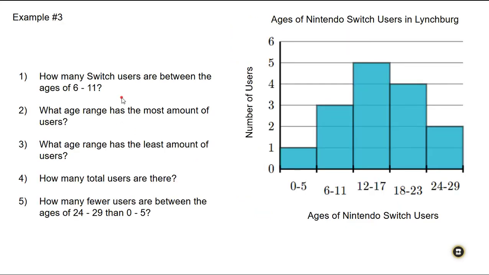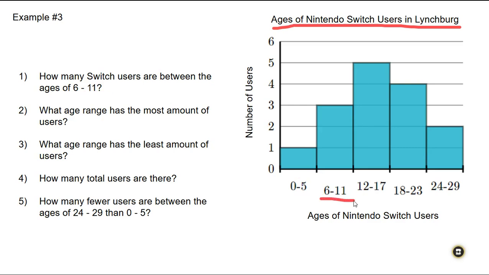All right, the other thing that you might have to do is answer questions based off of information that you are seeing in a histogram, especially on the SOL. You guys are going to be given histograms that'll look like this, and you're going to have to answer questions based off of the information that you see here. So this one is measuring the ages of Nintendo Switch users in Lynchburg. All right, so our first question says, how many Switch users are between the ages of 6 and 11?